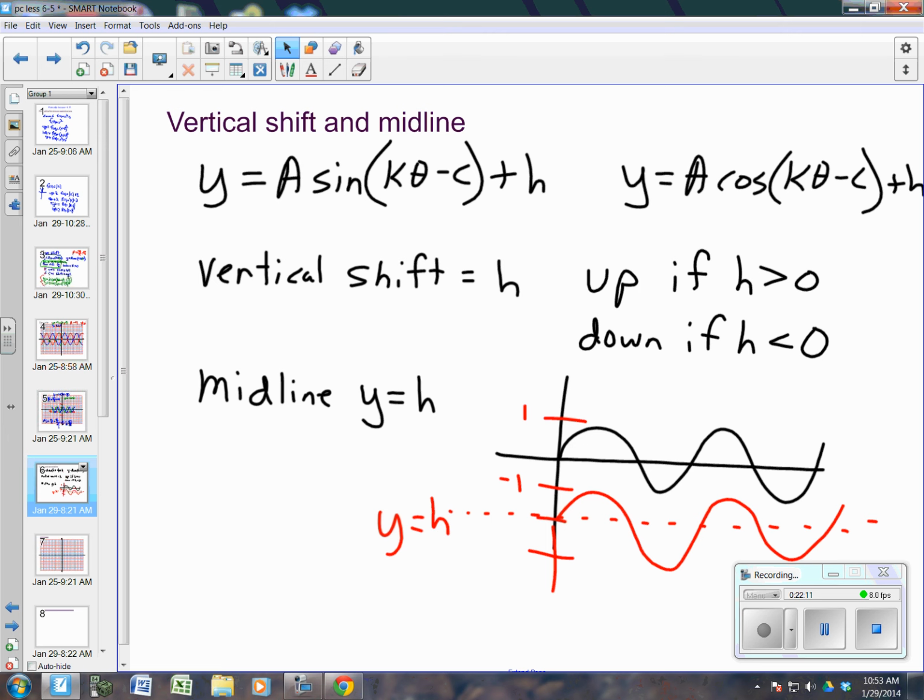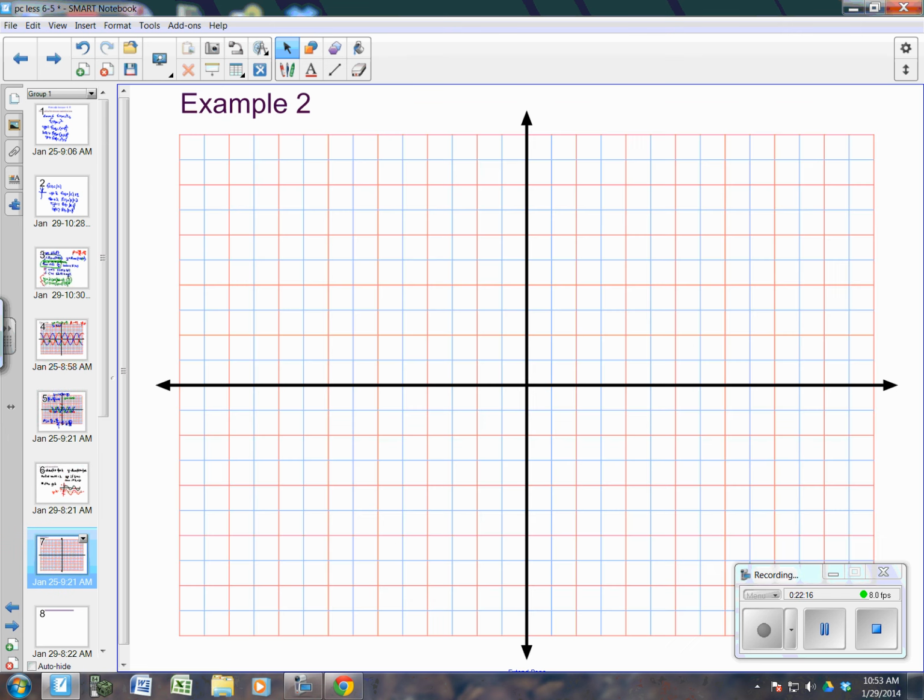Okay, I'm going to give you one example, and then we're going to do this. Here's our example. Y equals 2 cosine of theta minus 5. I want you guys to graph that. Who would like to come up here and graph it? Who thinks they could graph this one? Try it yourself first, and then I'll let you come.